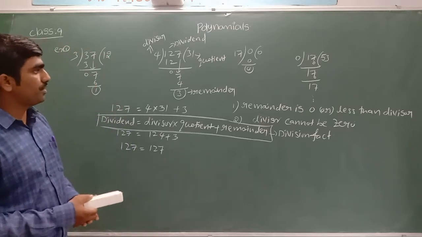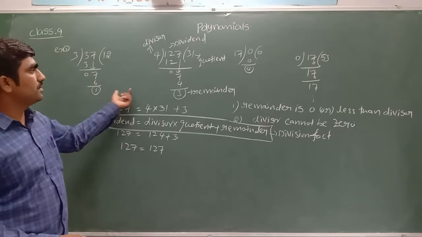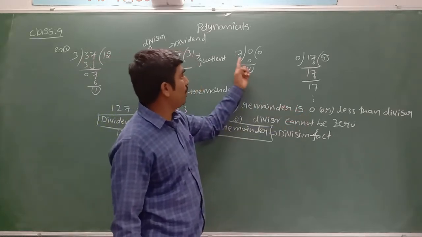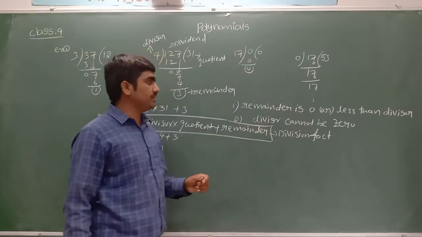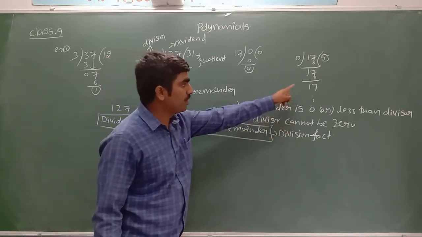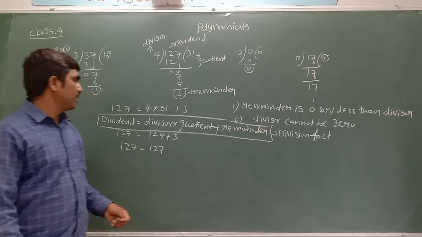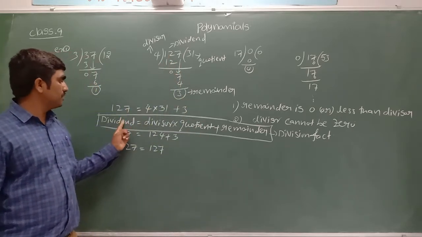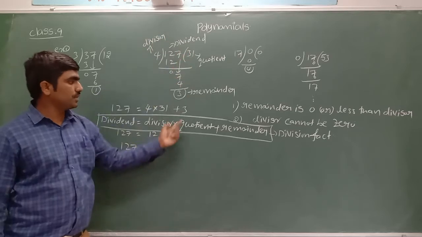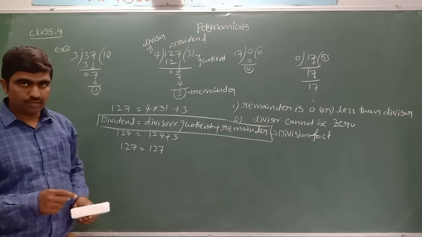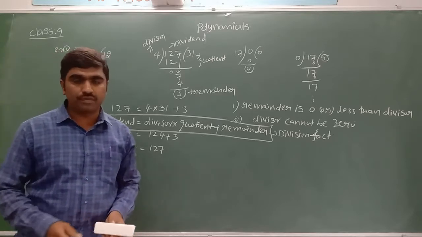So these are the few points we can observe from these examples. To recall, the remainder value is either 0 or less than the divisor, and the divisor cannot be 0. If the divisor is 0, division is not possible. And also we observed what the division fact is: dividend is equal to divisor into quotient plus remainder. Hope you understood. We'll go for long division of polynomials now.